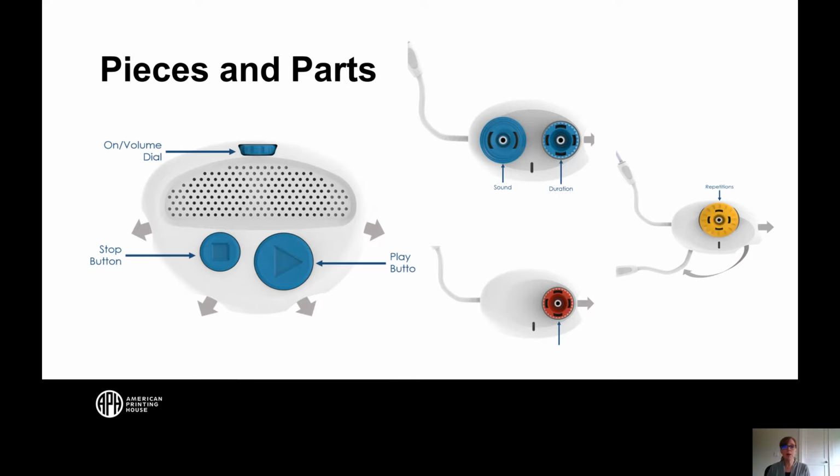So for today, the parts of CodeJumper that you are going to need is your hub. So if you remember, your hub is the largest component of CodeJumper. It's where we have our play button, it's where we have our stop button, the sound can come out of it, and it has the rocker switch to turn it on.